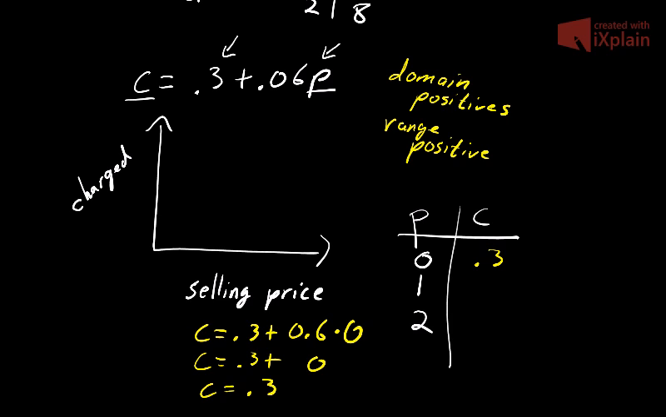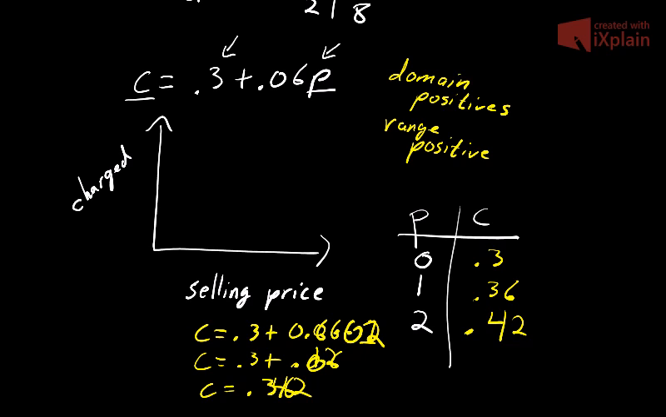and then I'm going to try P equals 1, and let me change that. 0.06 times 1, 0.3 plus 0.06, which is equal to 0.36. So that's 0.36. And then for P equals 2, I'll do the exact same thing, just replace this one with a 2. 0.06 times 2 is 0.12. 0.3 plus 0.12 is going to be 0.42. So that is 0.42. And now I have 3 points that I can graph.